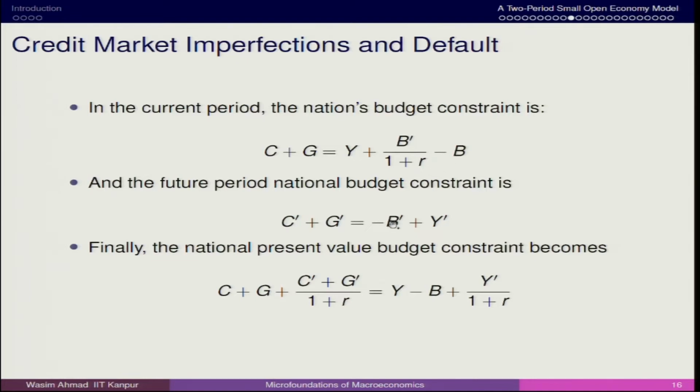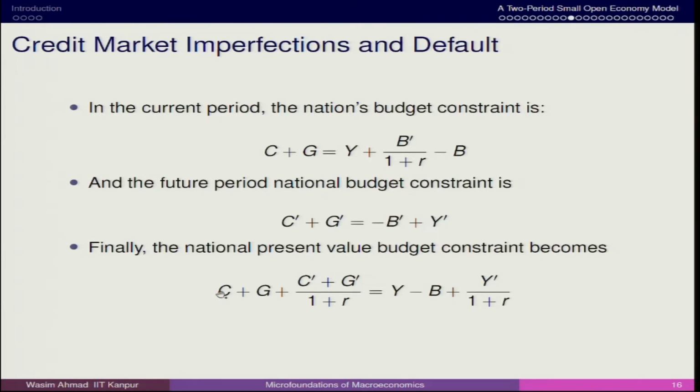So, this minus B will be coming here, B transpose, because this particular value is going to be matured. So, this particular value, the debt size, will be of this, plus Y transpose, which is the future income. So, apart from the consumption and government expenditure, this is the bond that the country is going to have, the debt size, and here you have the future income.